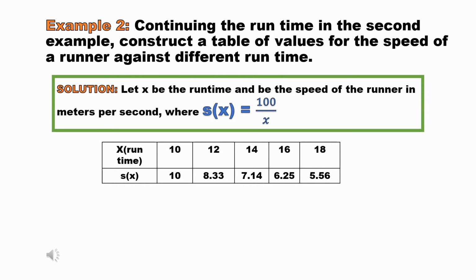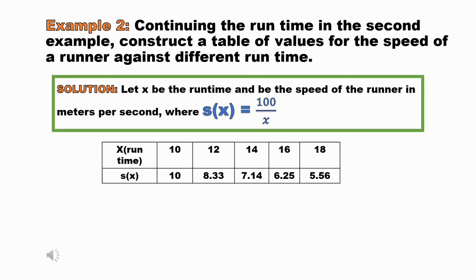Example 2, continuing the run time in the second example. Construct a table of values for the speed of a runner against different run time. So we have here the solution. Let x be the run time and s the speed of the runner in meters per second, where s of x equals 100 divided by x. So we have here the table. Your x is the run time and your s of x is on the second column.